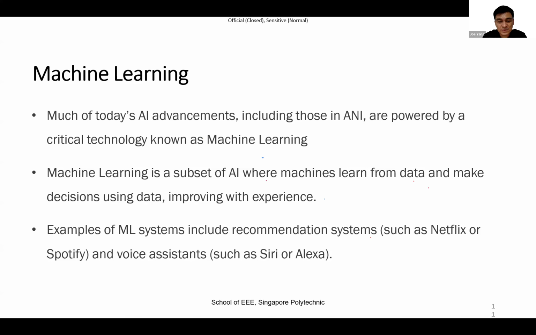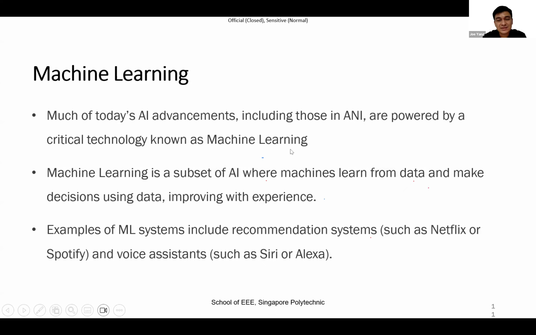Okay, let's talk about machine learning. Today, our AI machines or AI processing heavily depend on machine learning. Remember, AI learns from experience, which could be data or information. So much of today's AI advancements, including those in ANI, remember ANI is narrow intelligence, are powered by a critical technology known as machine learning.